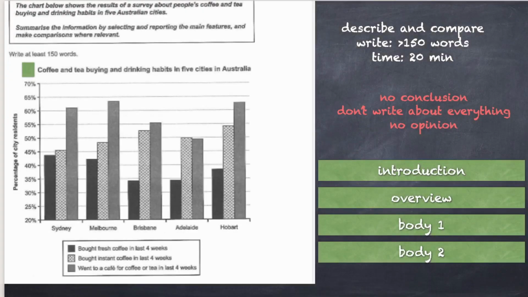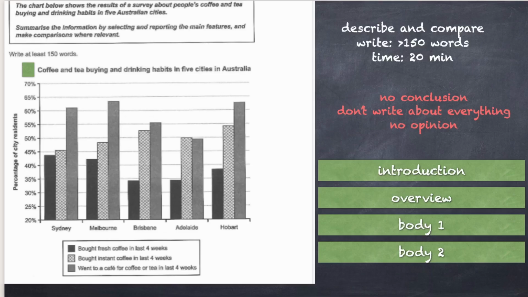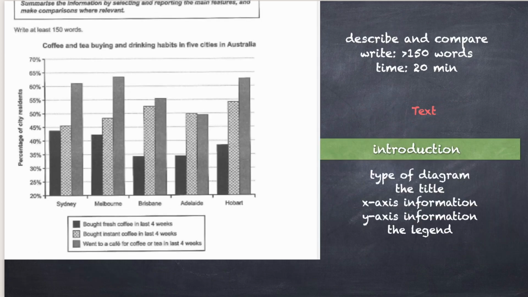This is what a typical bar chart will look like. You see in the box above, it says: the chart below shows the results of a survey about people's coffee and tea buying and drinking habits in 5 Australian cities. It says summarize the information by selecting and reporting the main features and make comparisons where relevant. What I'm going to do is give you an overview after an introduction and then 2 body paragraphs. In the introduction, I'm looking for these 5 things.